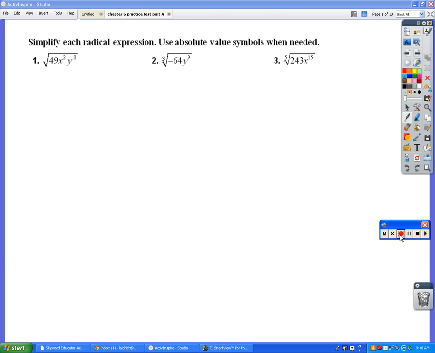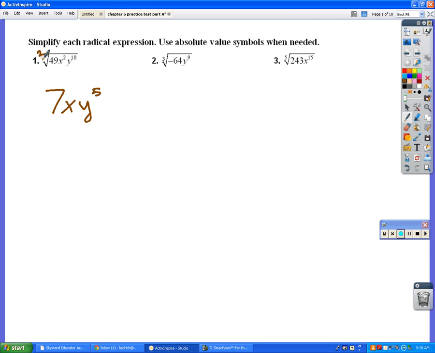Square root of 49, x squared, y to the 10th. Square root of 49 is 7. Square root of x squared is x. And the square root of y to the 10th is y to the 5th, because remember the index right here is 2. And what we're doing is dividing the power of this right here by the index. So that's going to be 7xy to the 5th.